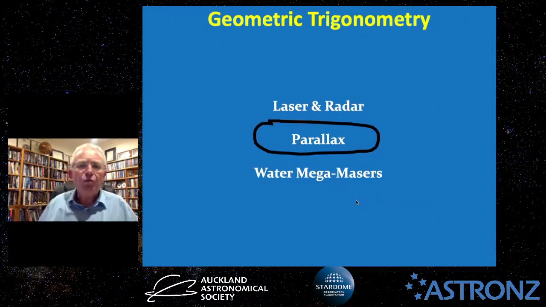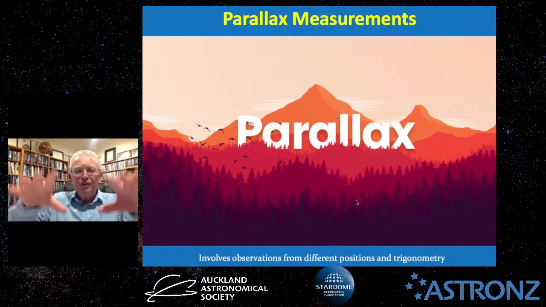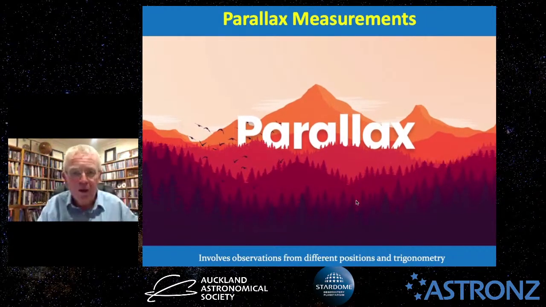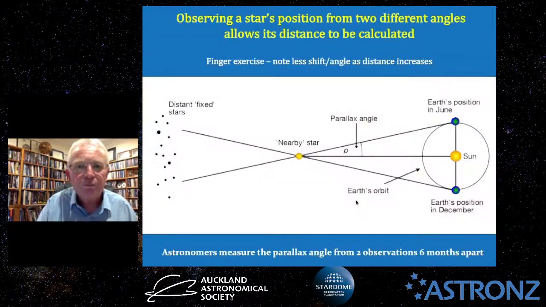So that's laser and radar, sort of measuring distances within the solar system. How about this thing about parallax? What's that all about? Well, parallax, this little sort of GIF file here of the little motions, actually perfectly sums up parallax. Parallax involves observations of objects in the sky from different positions, and once again, a little bit of trigonometry comes out of the woodwork. So it's all about observing a star's position from two angles, and that allows its distance to be calculated.